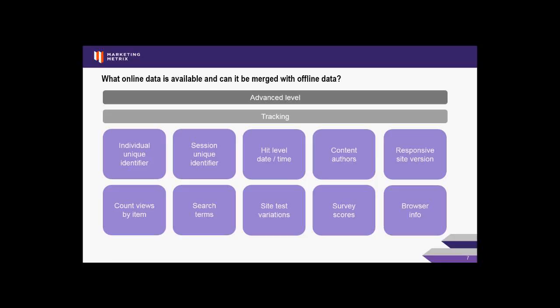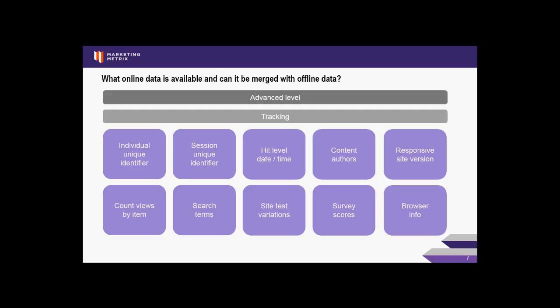Site test variations, often people put in A/B testing for different types of home pages or different page versions. So this enables you to track what version each website visitor viewed, and then you can see how likely they are to convert from that.